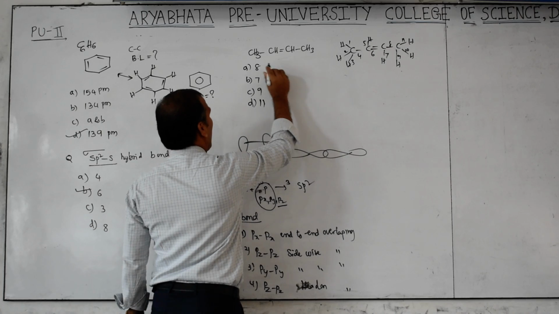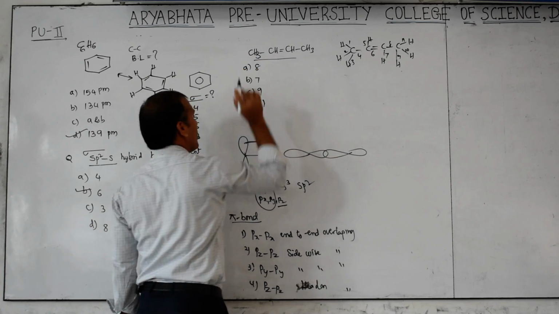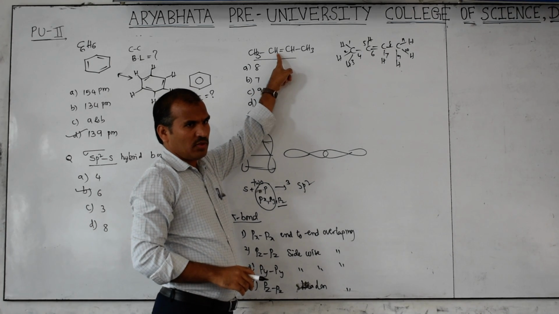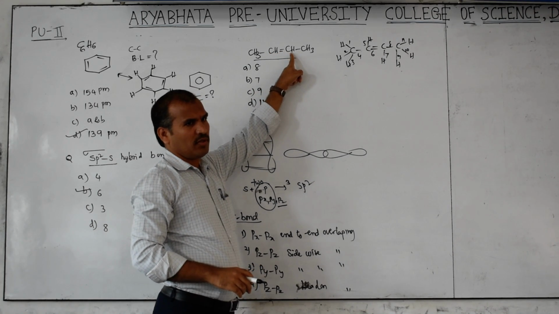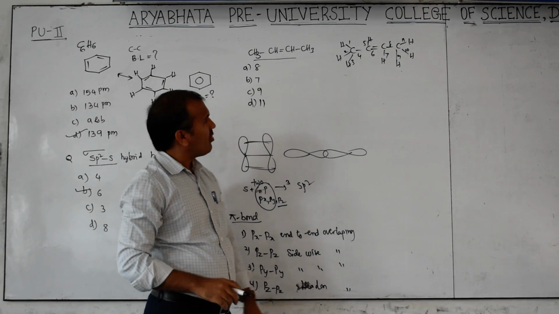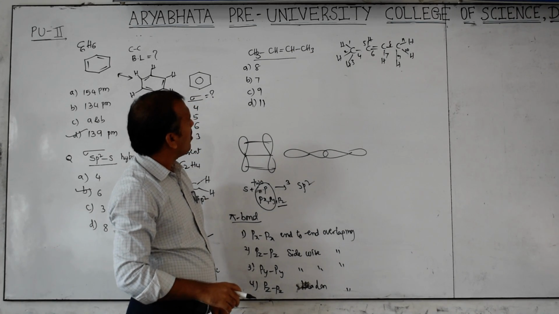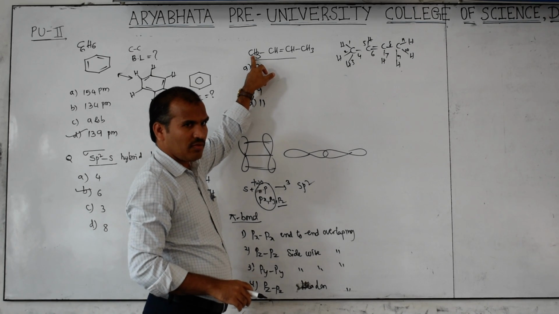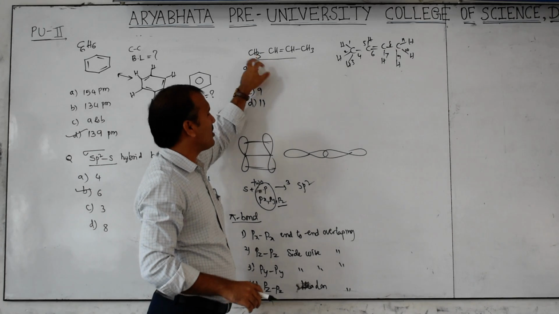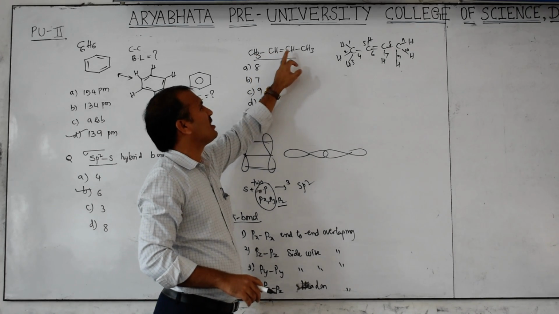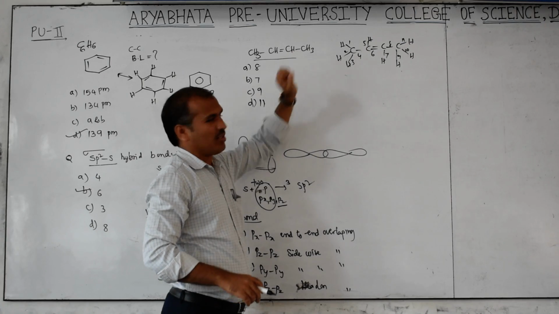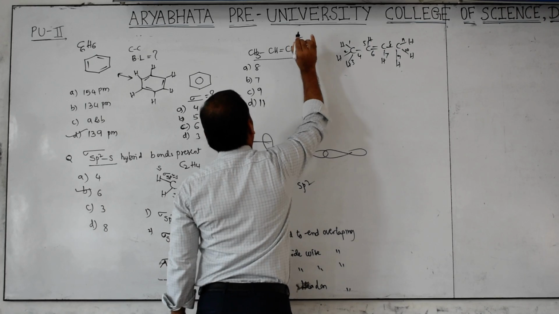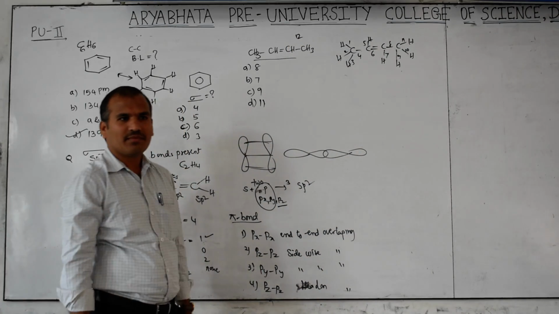For sigma bonds, how many atoms are there here? 3 plus 1, 4. 4 plus 2, 6. 6 plus 2, 8. 8 plus 3, 11 are there. 8 plus 4, 12 are there. So how many atoms are there here? 12. Just decrease 1. That is the answer.